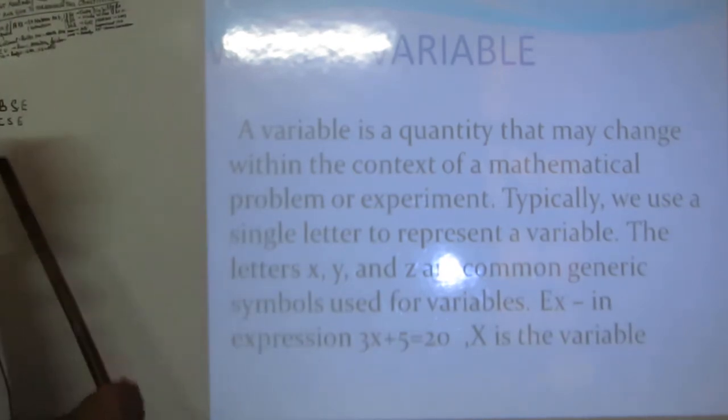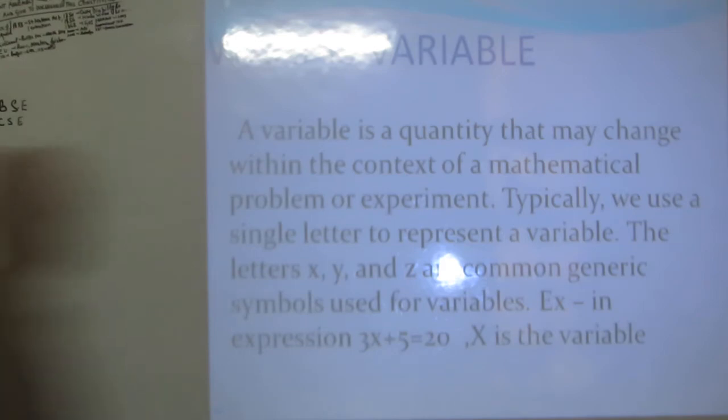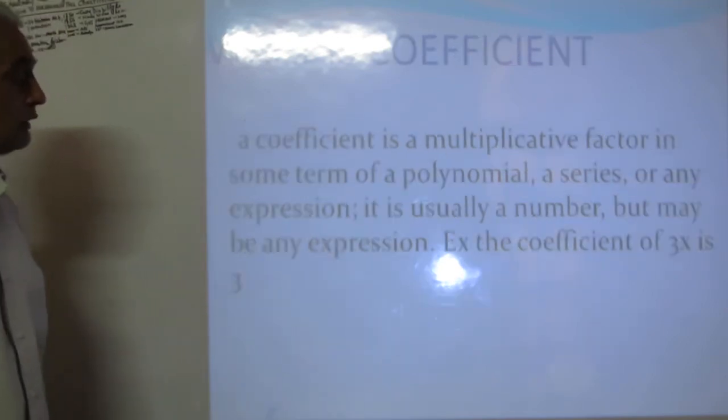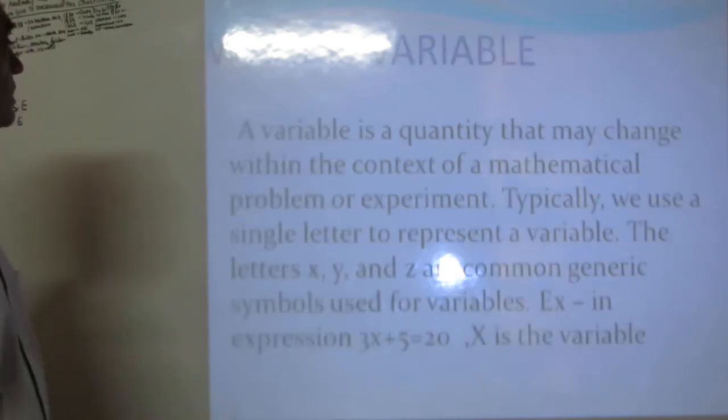What is a variable? A variable is a quantity that may change within the context of a mathematical problem or experiment. Typically, we use a single letter to represent a variable. The letters x, y and z are the common generic symbols used for variables. For example, in the expression 3x plus y is equal to 20, x is the variable while 5 and 20 are the constants.